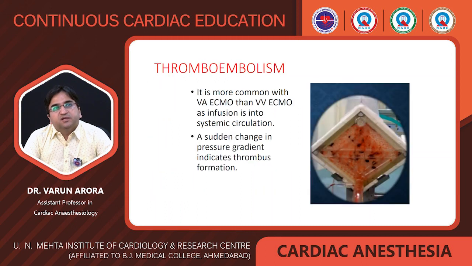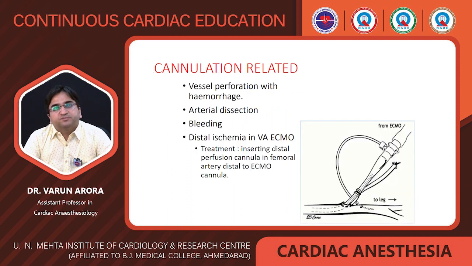excess line shaking due to changes in pressure. Coming to thromboembolism, it is more common with VA ECMO than VV ECMO as the infusion is into the systemic circulation. Sudden change in pressure gradient indicates thrombus formation. Now coming to the cannulation related complications: vessel perforation with hemorrhage, arterial dissection, bleeding, or distal ischemia in VA ECMO. As we have already discussed, this can be prevented by inserting a distal perfusion cannula in the femoral artery distal to the ECMO cannula.